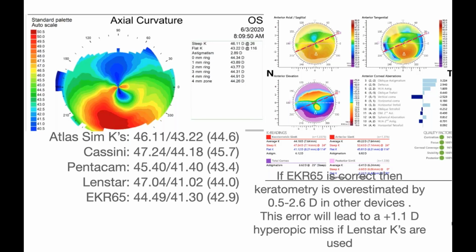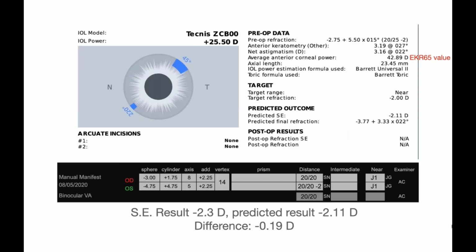Well, I use the EKR-65, and so you can see up there in the upper right corner where I put the red, the EKR-65 value was 42.89. Plug that in as her keratometric values, aim for -2. The predicted was -2.11 with the 25.5 diopter lens I used. She came out -2.3. That's a 0.2 diopter difference. I defy anyone to do better. And I've got several cases like this.